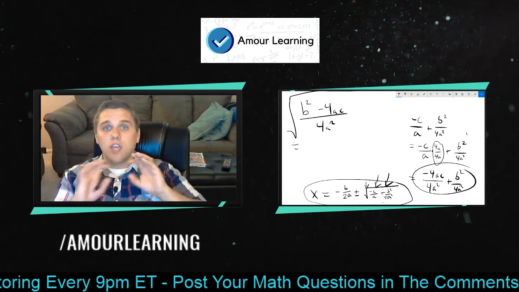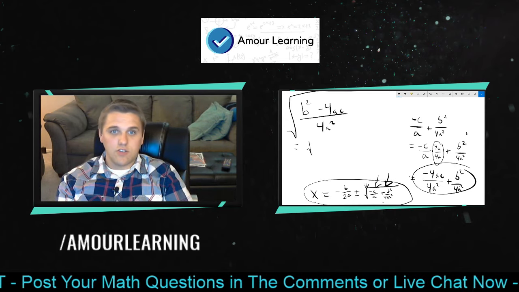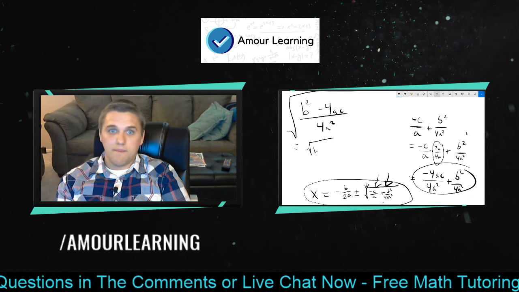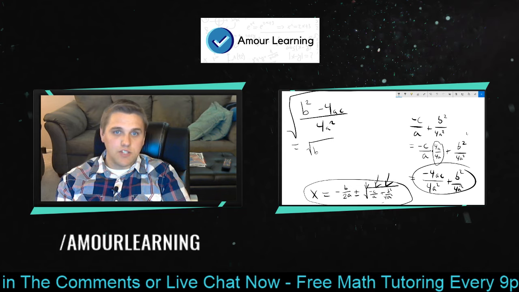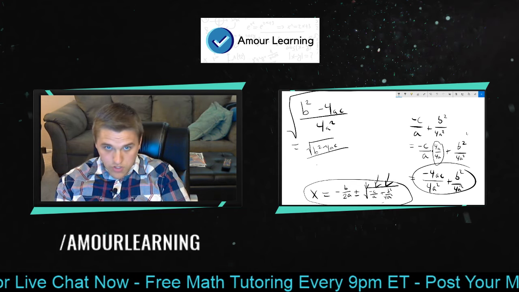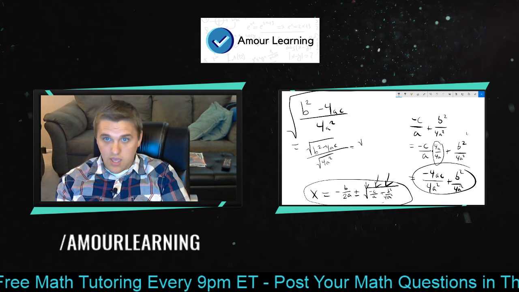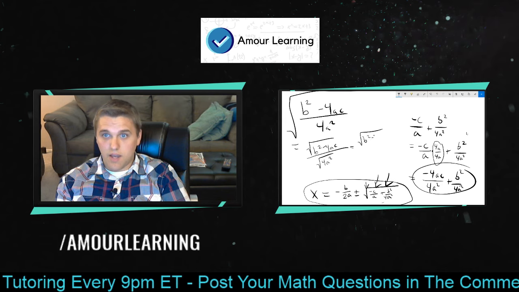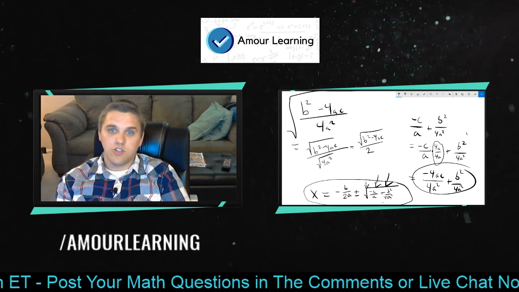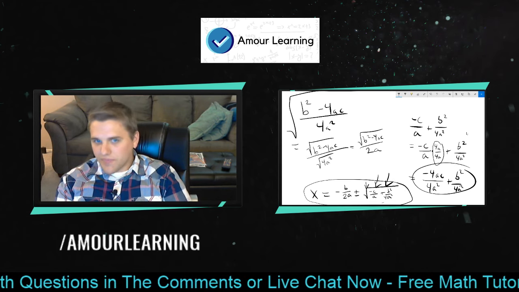Now, the square root can actually distribute to the numerator and the denominator. So this is the same thing as the square root of b squared minus 4ac all over the square root of 4a squared, which, by the way, is the square root of b squared minus 4ac all over, square root of 4 is 2, square root of a squared is a.